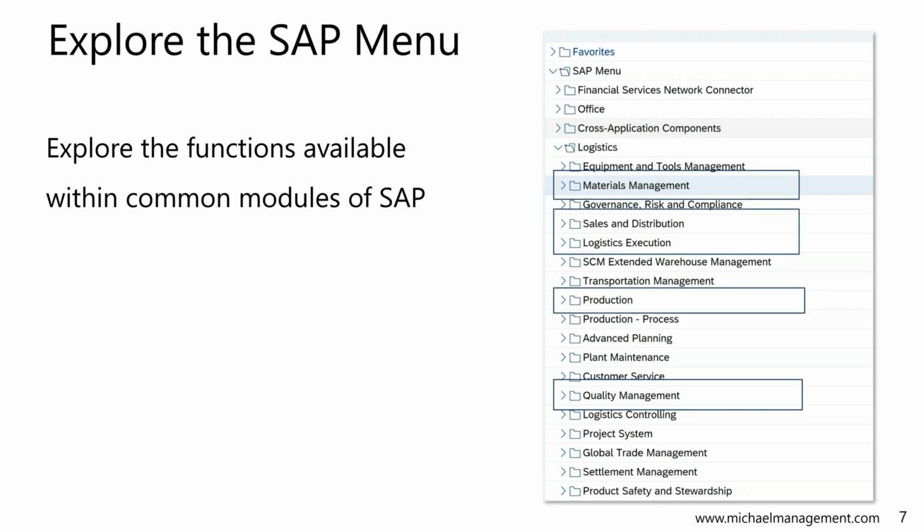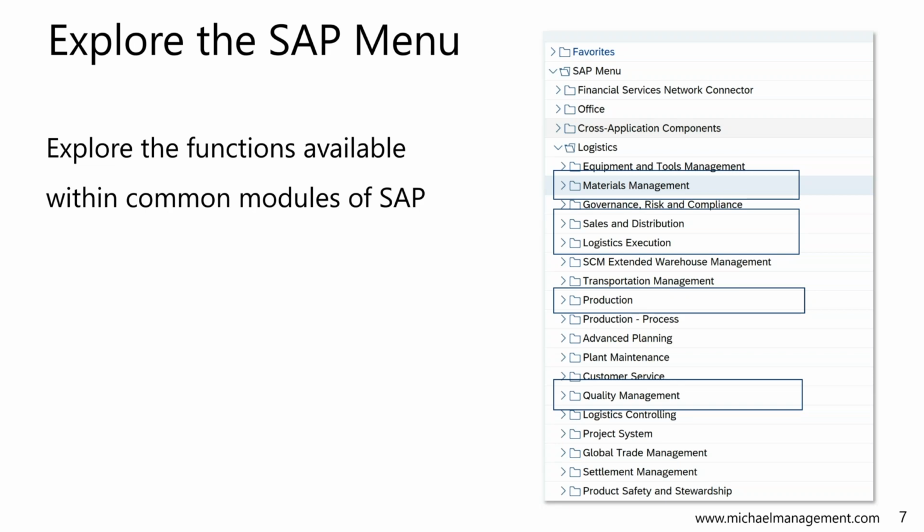So for things like purchasing, if I need to create a purchase order, purchasing is part of the materials management module. So you will find all the purchasing related transactions within that materials management folder. Things like shipping or creating a customer or creating a sales order, entering a sales order from a customer, those are things that would occur in the sales and distribution module. So those types of transactions you will find in the sales and distribution folder.